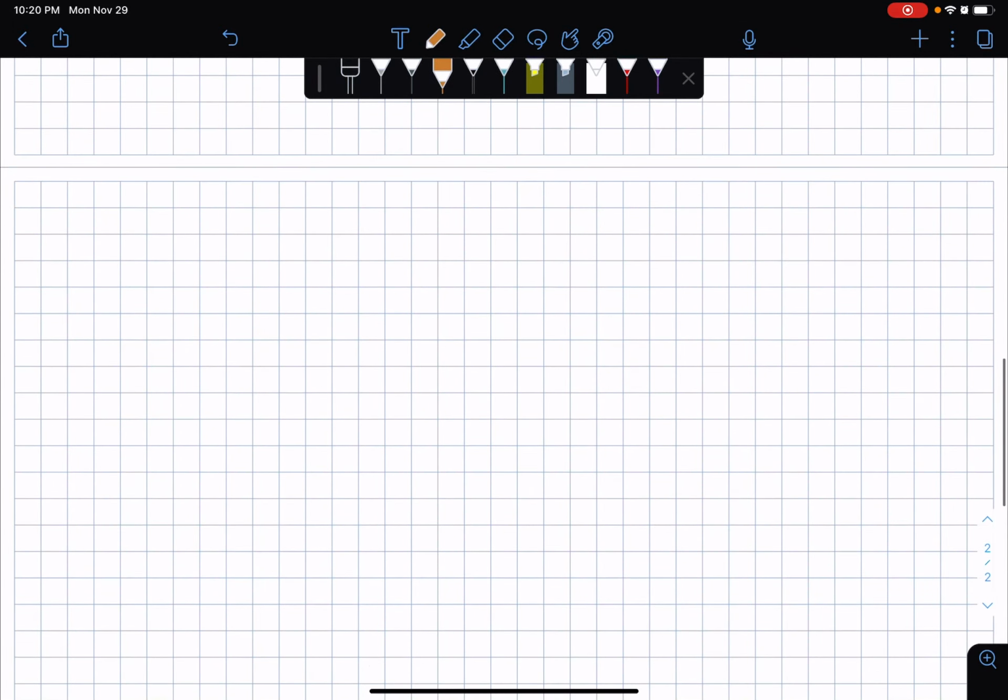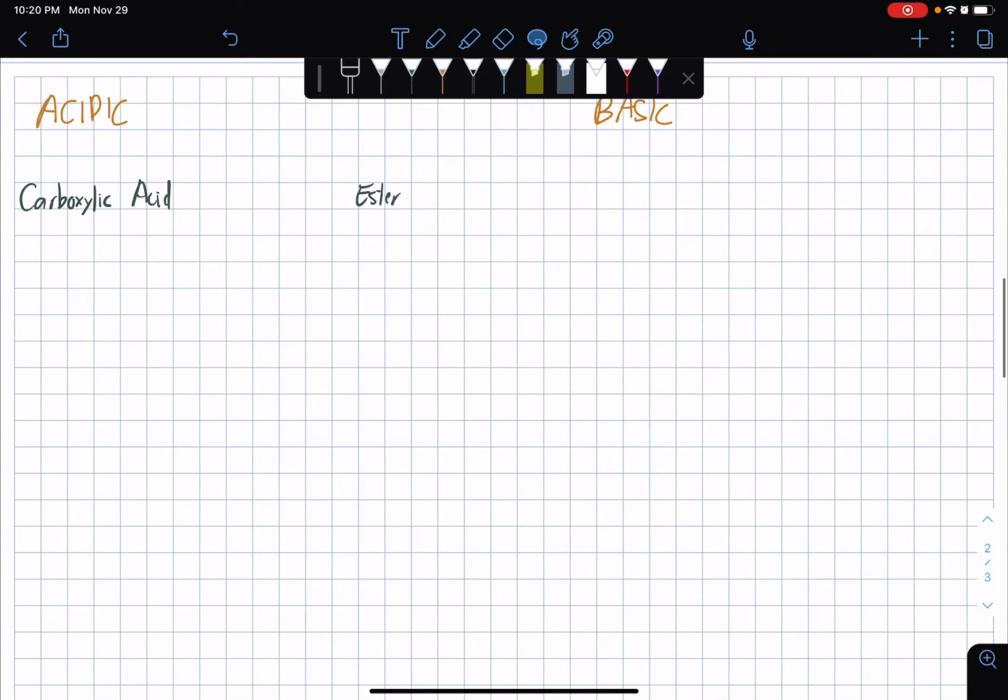I'm not sure which noun is going to classify this, but what I know is that there are 2 acidic functional groups and there are also 2 basic functional groups. For acidic, we have carboxylic acid and ester. We'll just move ester below. There you go. And for basic, we have amide and amine.